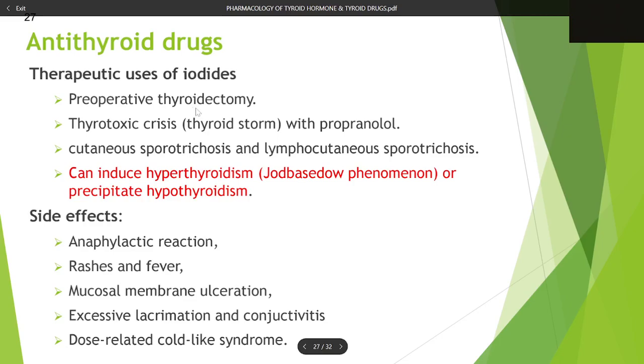Therapeutic uses of iodide include preoperative thyroidectomy, thyrotoxic crisis, that's thyroid storm, with propranolol, cutaneous sporotrichosis, and lymphocutaneous sporotrichosis. It can reduce hyperthyroidism or precipitate hyperthyroidism. That's the Jod-Basedow phenomenon. Now, the side effects include anaphylactic reaction, rash and fever, mucosal membrane ulceration, excessive lacrimation, and conjunctivitis, those related to a cold-like syndrome.